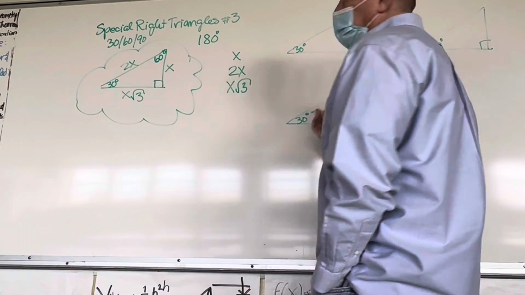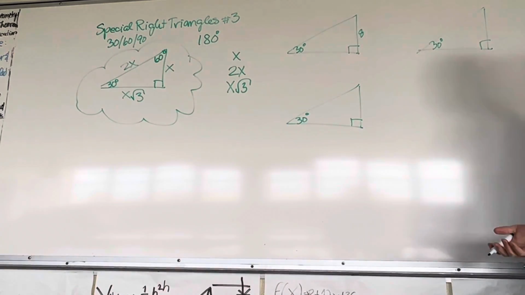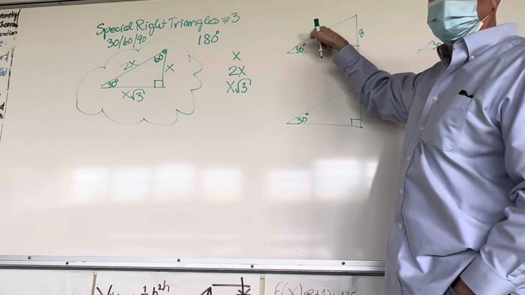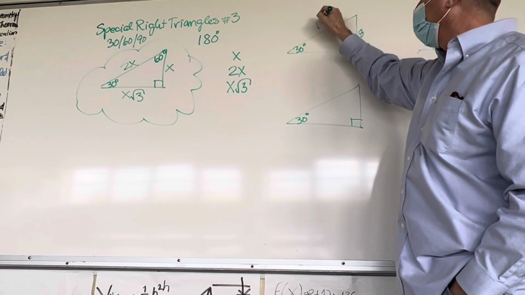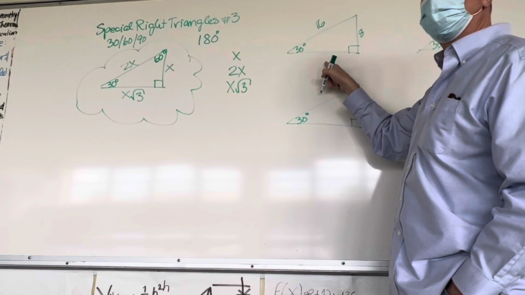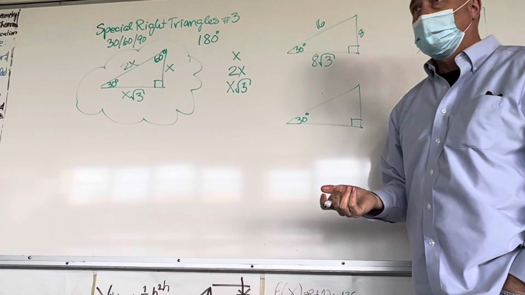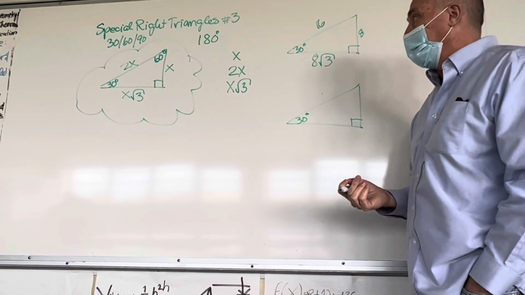So here's a 30, 60, 90. We know that the side is 8, and it's the one across from the 30. It's the x. So how long is this side? 16. How long is this side? 8 radical 3. Does this all make sense? Does your brain go, I see it now, I see why?